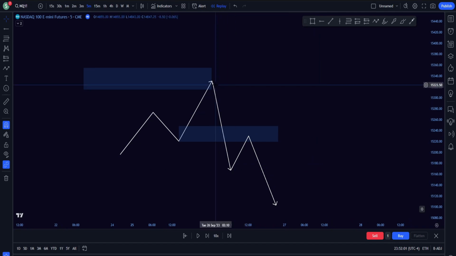Now if you combine this breaker theory with an FVG in this leg, that becomes a unicorn setup and it's super high probability. All right, that's enough talking. Let's get into the charts.